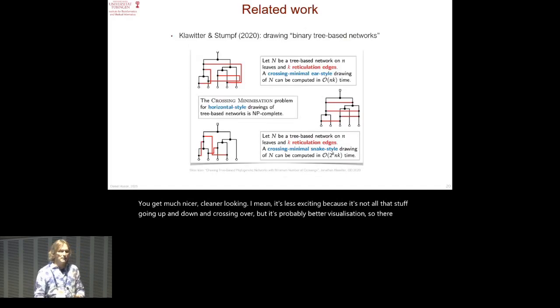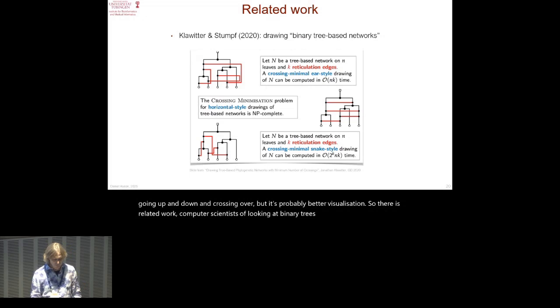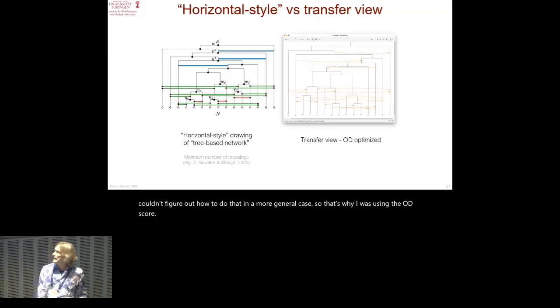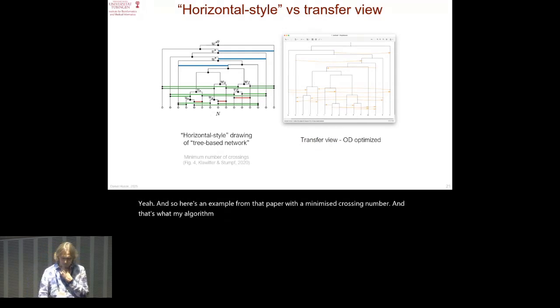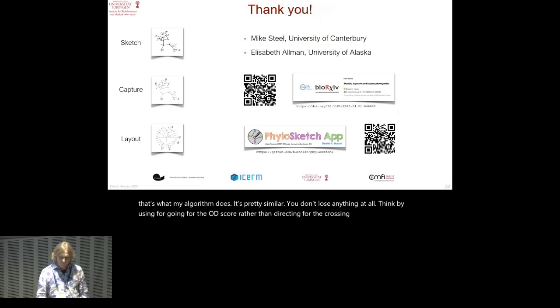So there is related work. Computer scientists are looking at binary trees with undirected edges between the tree edges, and they explicitly go for the crossing number, minimizing that. I couldn't figure out how to do that in a more general case, so that's why I was using the OD score. Here's an example from their paper with a minimized crossing number, and that's what my algorithm does. It's pretty similar. You don't lose anything, I don't think, by going for the OD score rather than directly for the crossing number. That's all I had to say. Thank you.